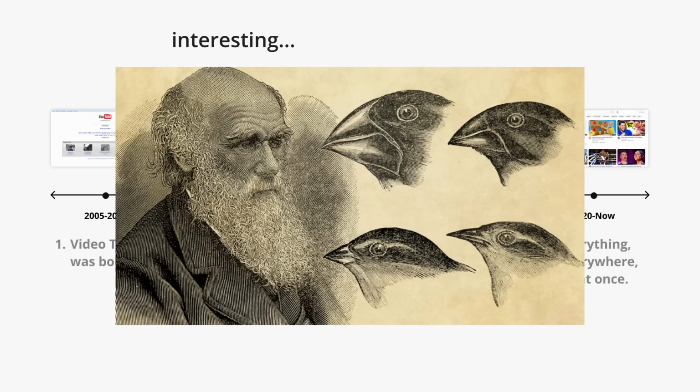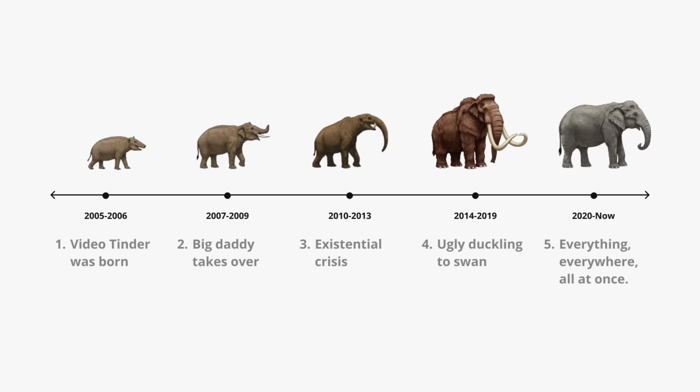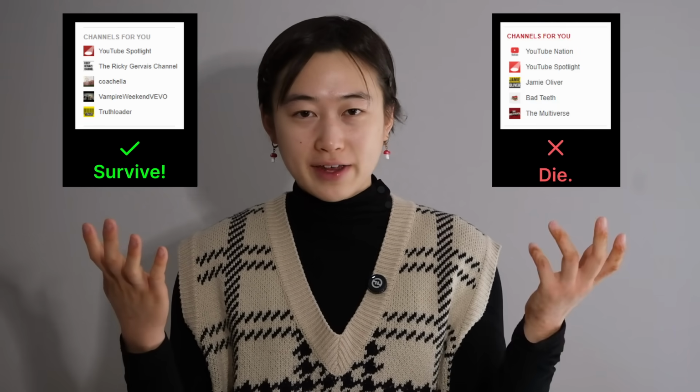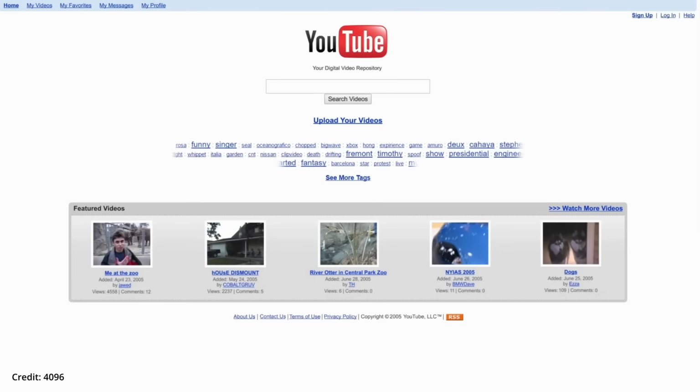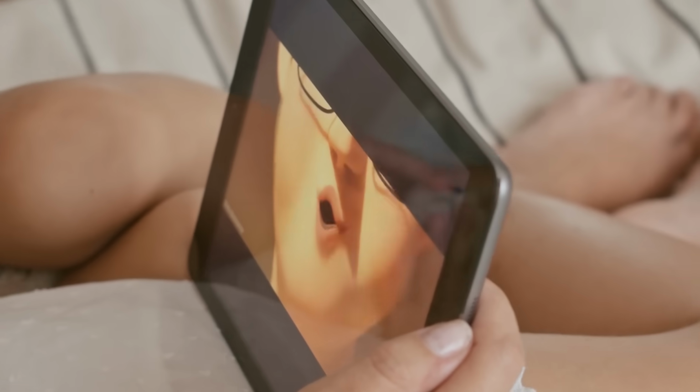Charles Darwin would be intrigued by YouTube's design history because it's a lot like animal evolution. The company designs and tests a lot of features. Those that work, survive. Those that do not work, die. This video is not about the algorithm. It's about how YouTube's design has evolved based on humans' video watching behavior.